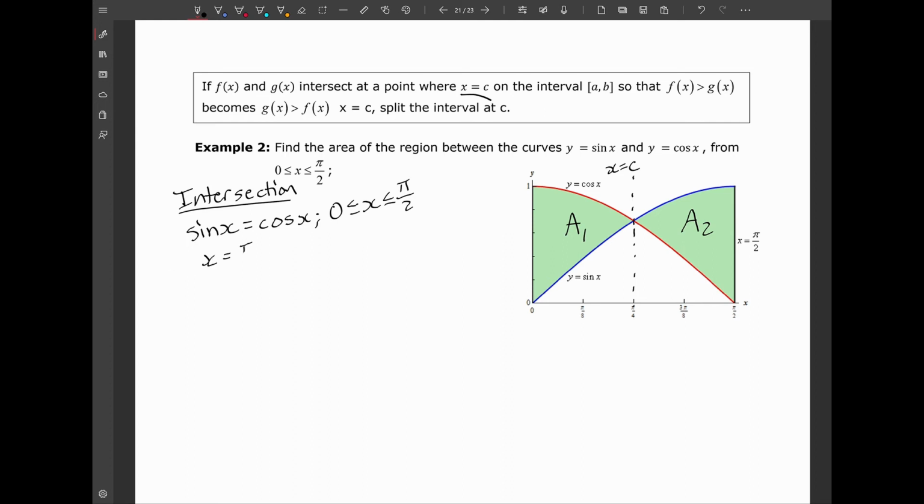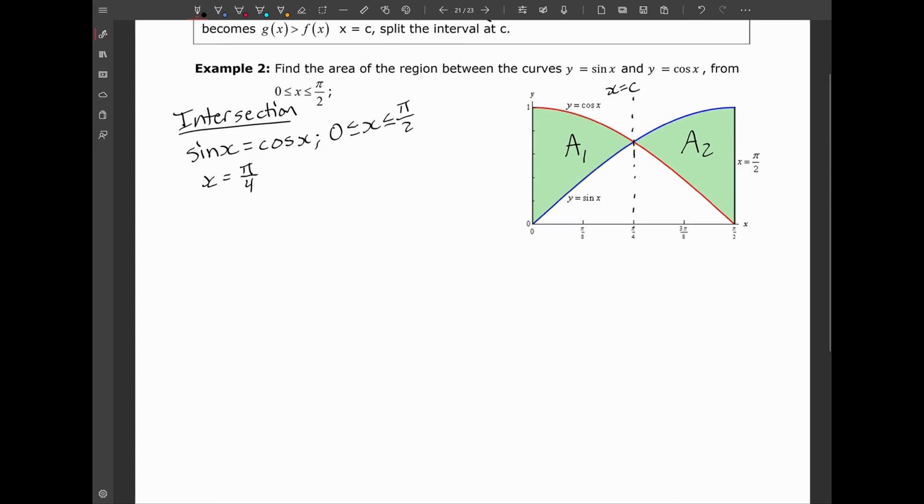And hey, that's exactly what we see on the graph. You can see it just by looking. But it's good that we check. Make sure you do. All right, so we're going to do these one at a time. I'm going to start with A1.